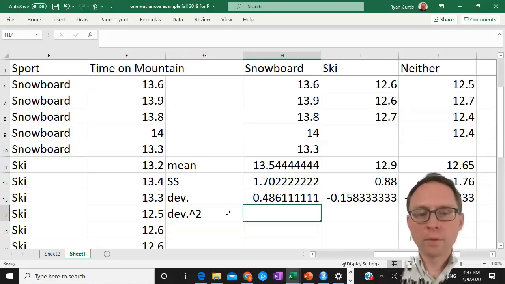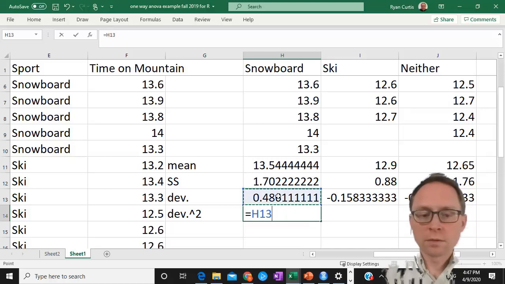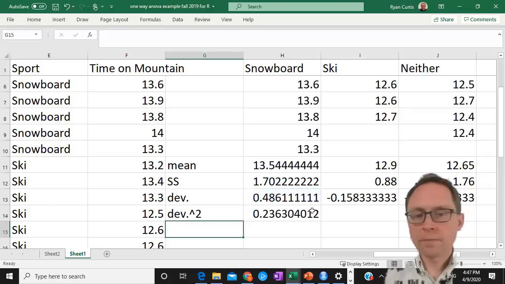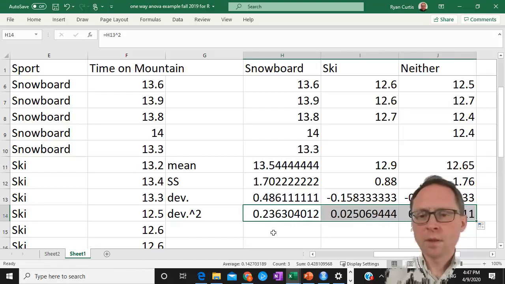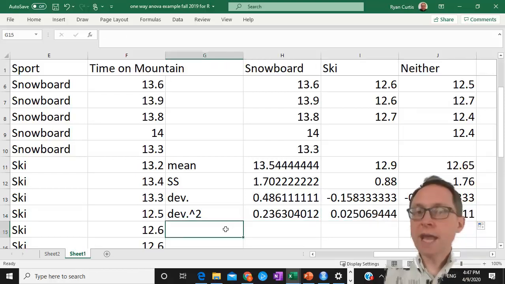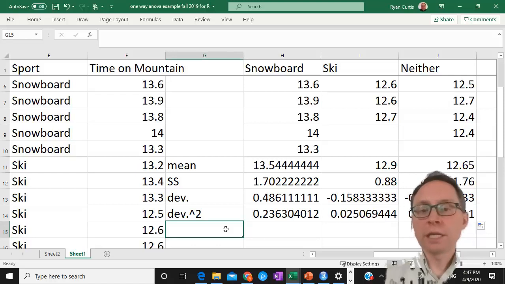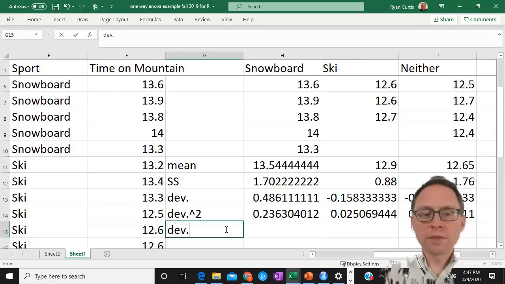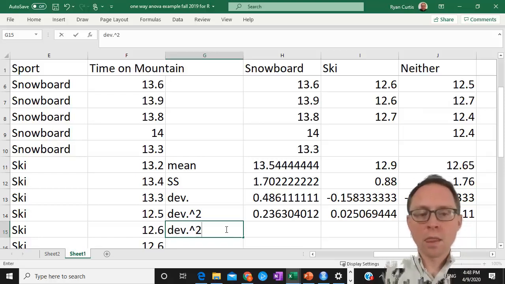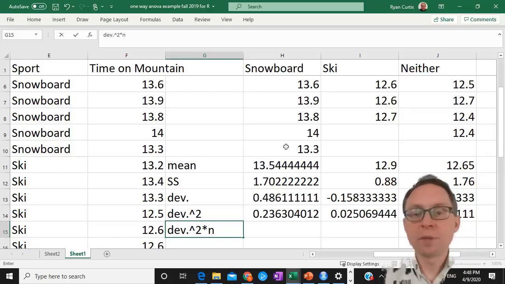Now we square those. Which is going to be this squared. We're going to do that for each of the groups. Then, instead of just adding these up, we have to multiply them by the number of people in each group. Okay? So this is going to be deviation squared times n. Lowercase n in this case means the number of people in each group.